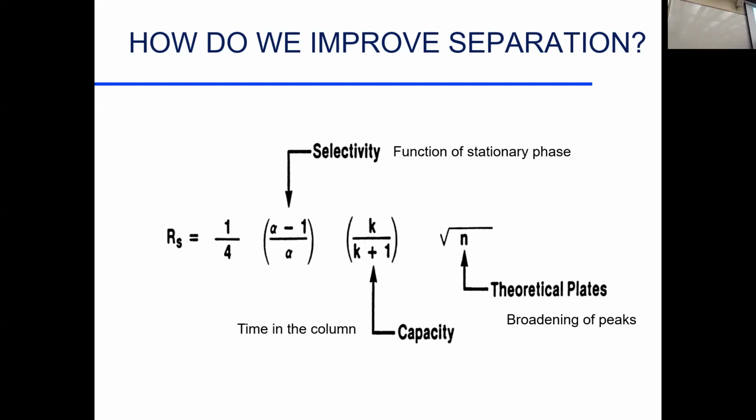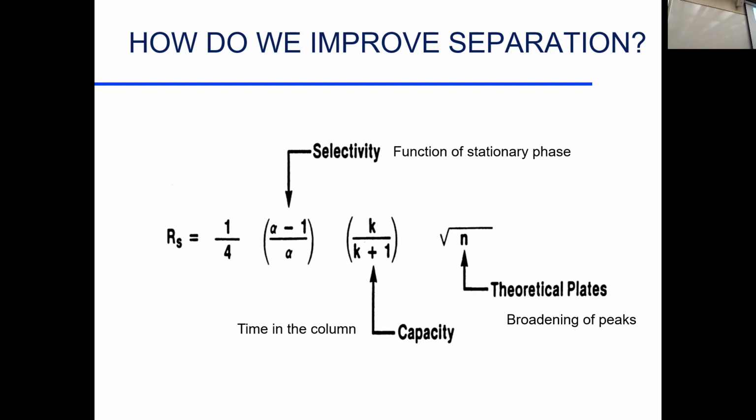This is our resolution over here. We want this number to be large. And this number is a function of three different components. One is the selectivity of your column coating inside, and the analytes you want to separate. If there's no affinity, if your analytes don't have any interaction with that column, there's no separation. So this kind of says, if I get the right column that likes the compounds I want to separate, there'll be an interaction, we'll do some separation. So, making the right choice of column.